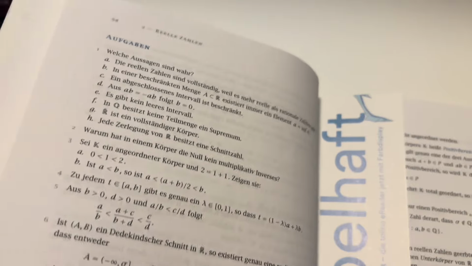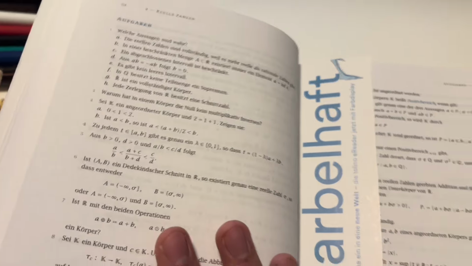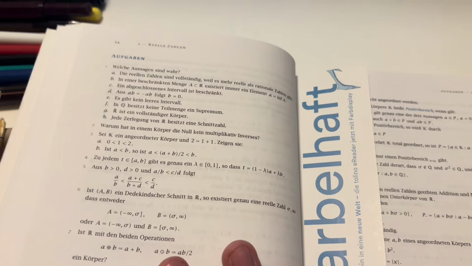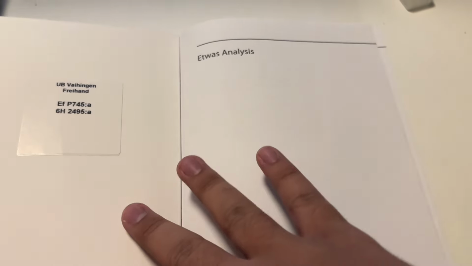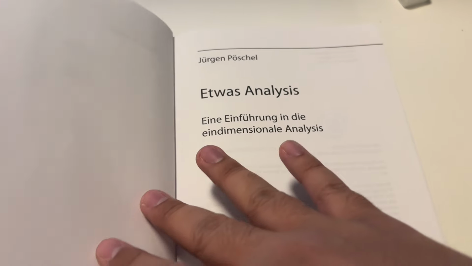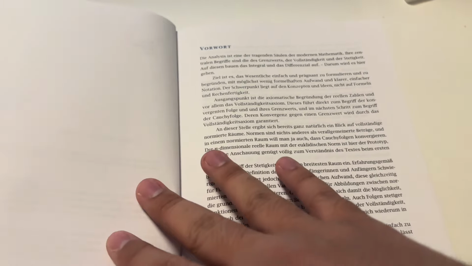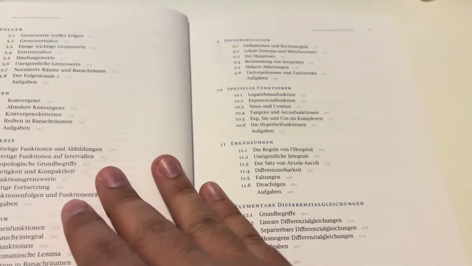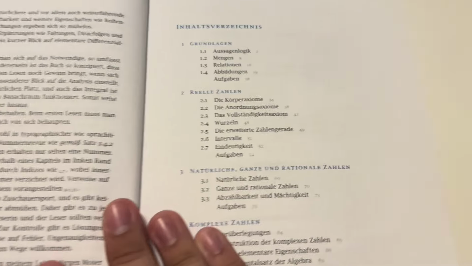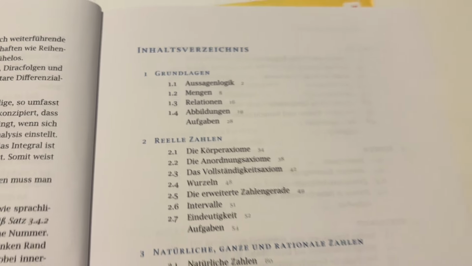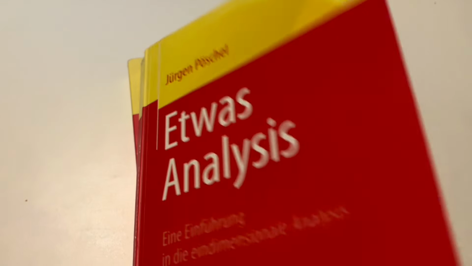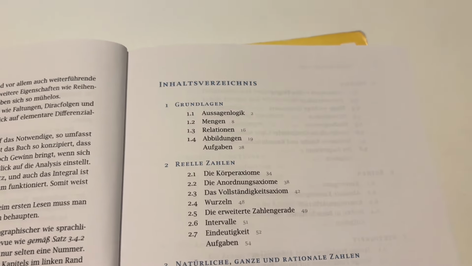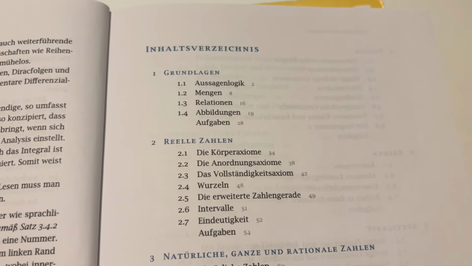I'm on page 54. I started doing the exercises for the second chapter, which talks about real numbers. So let me actually show you the table of contents, since you might not be familiar with the German educational system and what we do over here. Well, not me, because I'm doing engineering and I'm not doing analysis. I'm actually doing higher mathematics 1, 2, and 3.